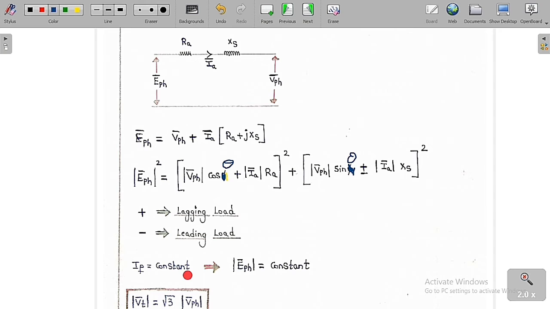Whenever If is constant, flux is constant, then the EMF induced per phase is also constant. So like this, you have to solve this type of numericals.